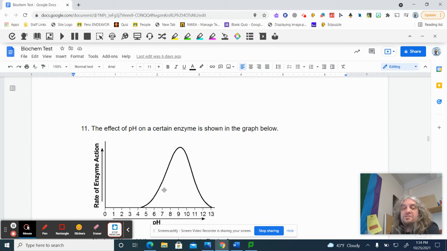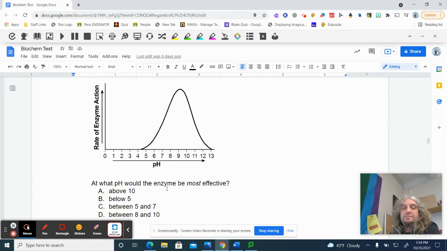The effective pH on a certain enzyme is shown in the graph below. The x-axis is pH. The y-axis is rate of enzyme action. At what pH would the enzyme be most effective? A, above 10. B, below 5, C, between 5 and 7, D, between 8 and 10.